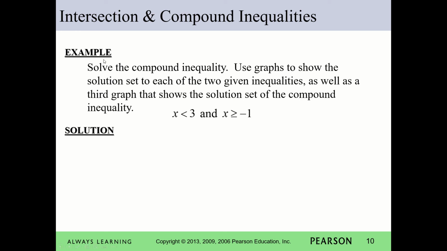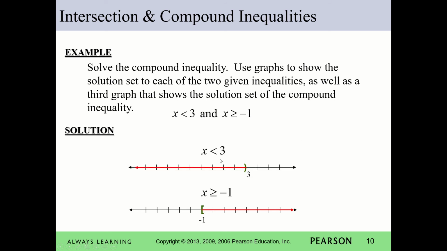So let's take a look at these. We have x is less than 3 and x is greater than or equal to negative 1. So if we graph both of these, if we graph where x is less than 3 and then we graph where x is greater than or equal to negative 1, the only thing in our solution set is the stuff that makes both of these true.